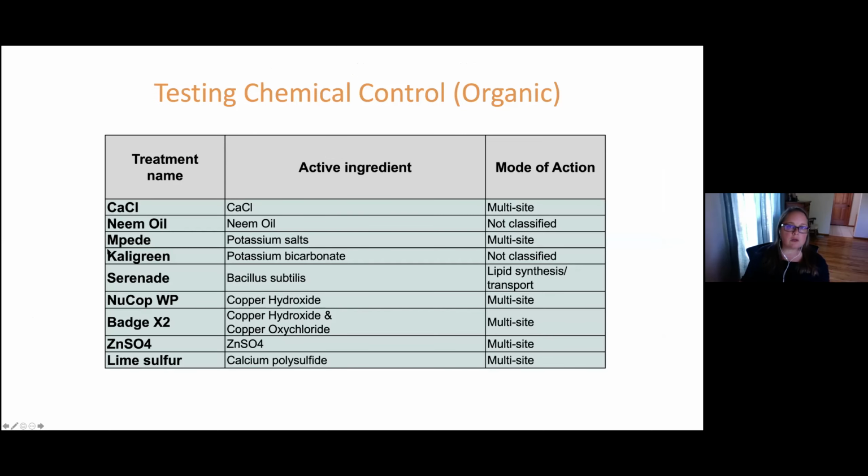And then we also wanted to try some organic chemicals. Probably about 30% of the growers in Western Slope are organic, 20 to 30%. So it's really important for us to come up with some mechanisms for them as well to control. Traditionally, neem oil had been suggested to growers to use, so we wanted to test neem oil for sure, and then some other things.